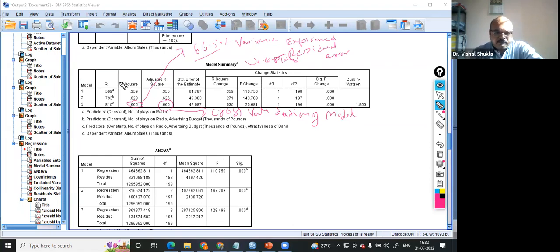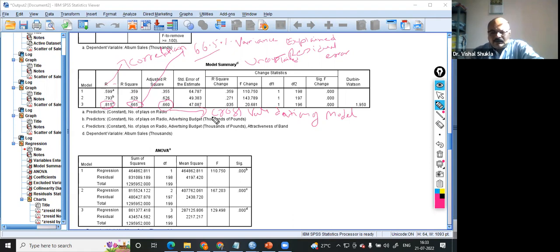And this R is the correlation. So you see the correlation also increased to 81.5% between Y and all these three X, right? However, let's focus on this R square and adjusted R square.